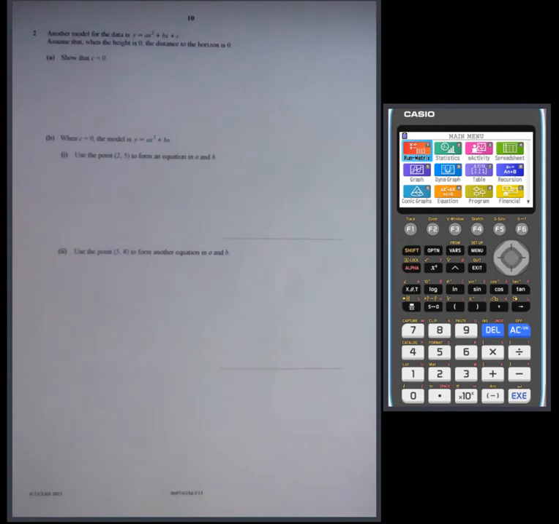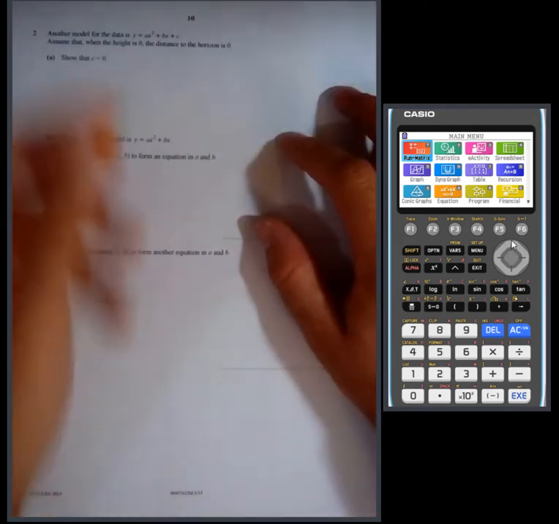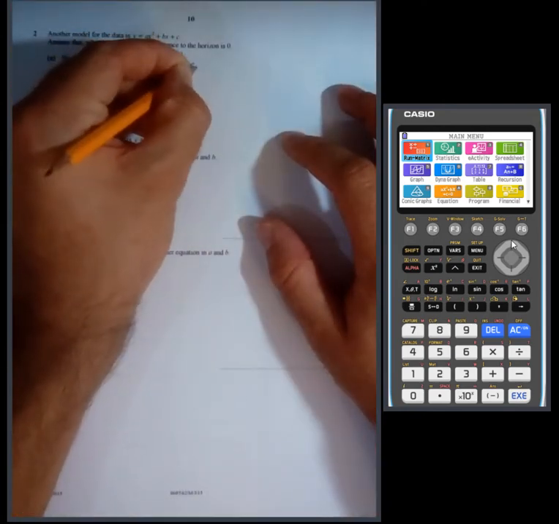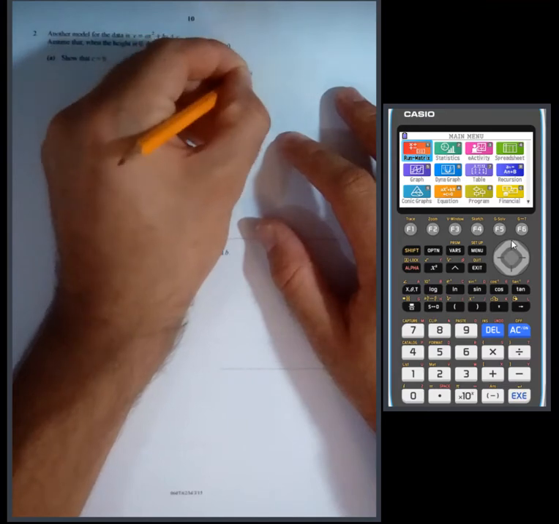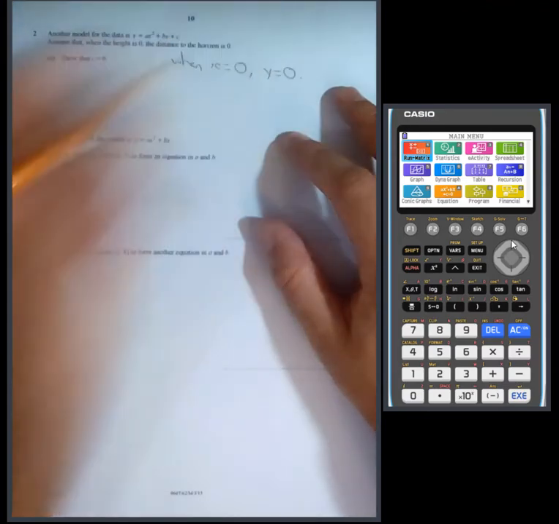Another model for the data is y equals ax squared plus bx plus c. So now this is a quadratic model. Assume that when the height is 0, the distance to the horizon is 0. So we definitely don't use the data we just predicted with the linear model. So we need to assume that when x is 0, y is 0 for this model. So write that down. When x equals 0, y equals 0.